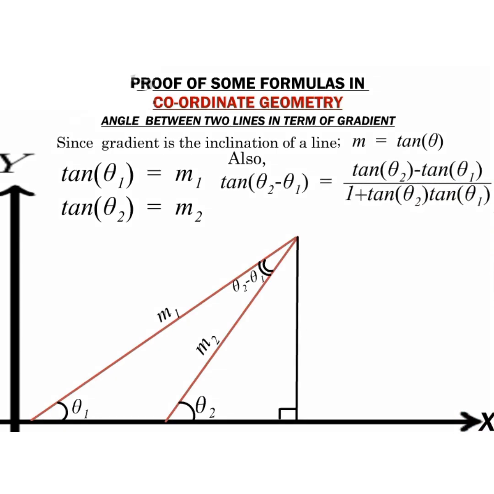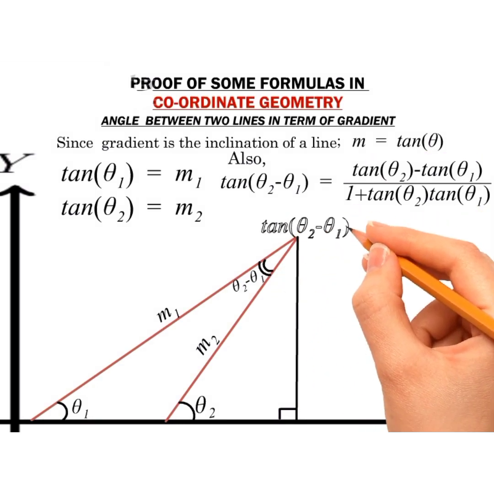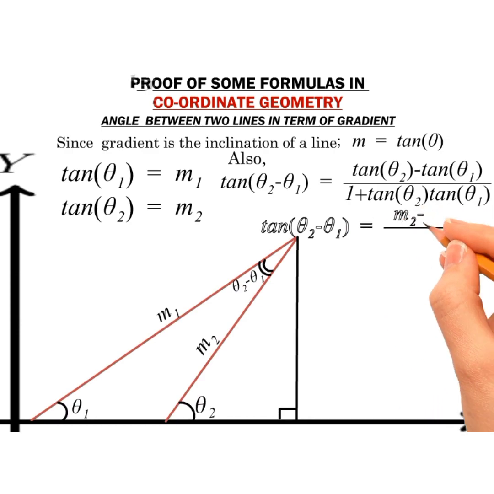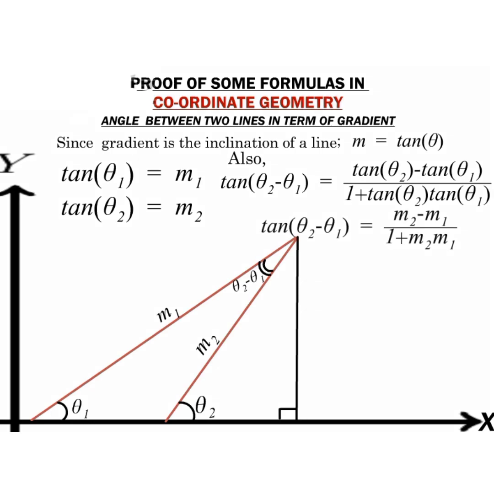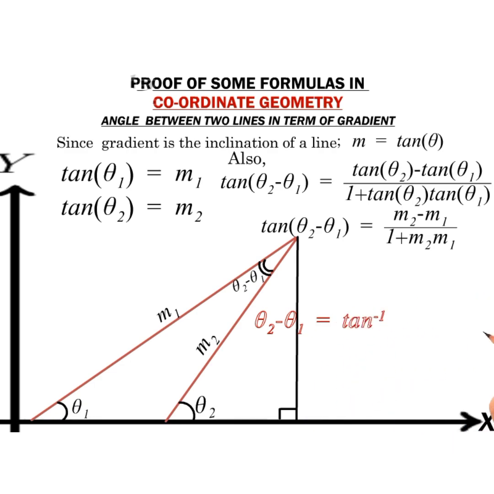But we already have tan θ2 is m2, and tan θ1 is m1. All we just need to do is to replace these in the right-hand side expression. So, tan (θ2 minus θ1) equals (m2 minus m1) over (1 plus m2 m1). And to get the angle, which is θ2 minus θ1, we take the arctangent of both sides, so θ2 minus θ1 equals arctan of (m2 minus m1) over (1 plus m1 m2), and this is the conclusion.